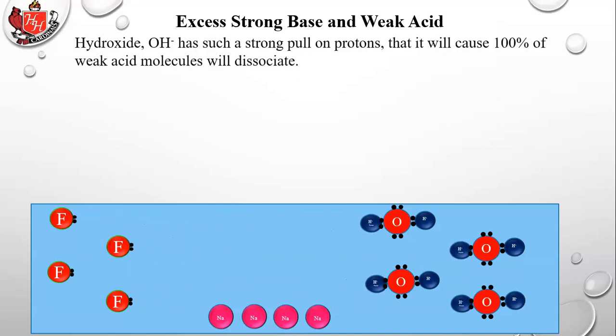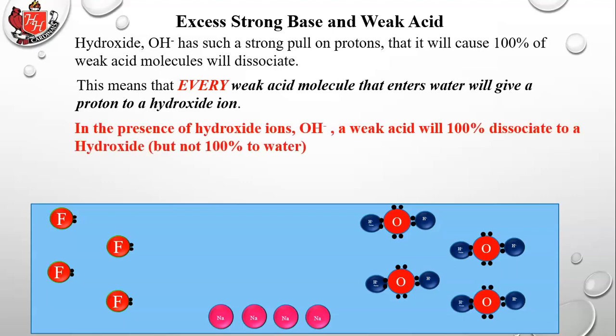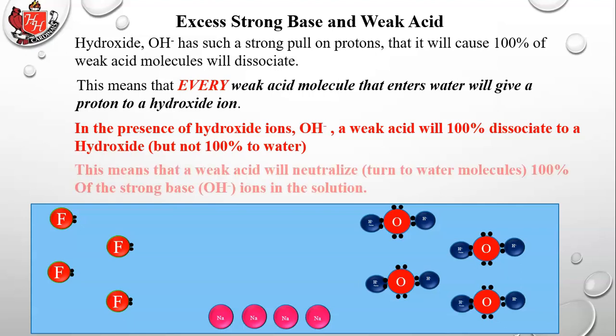Hydroxide OH- has such a strong pull on protons that it will cause 100% of weak acid molecules to dissociate. This means that every weak acid molecule that enters water will give a proton to a hydroxide ion. In the presence of hydroxide ions, OH-, a weak acid will 100% dissociate to a hydroxide, but not 100% to water. That's why it's called a weak acid. This means that a weak acid will neutralize, turn to water molecules, 100% of the strong base OH- ions in solution.